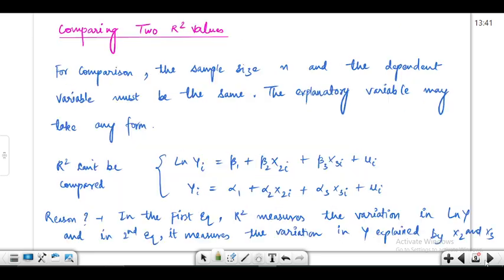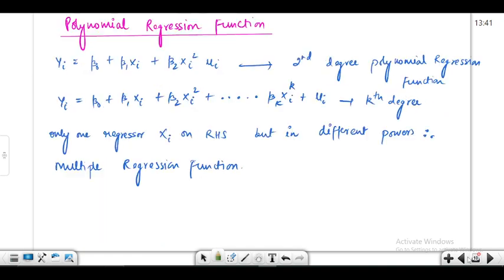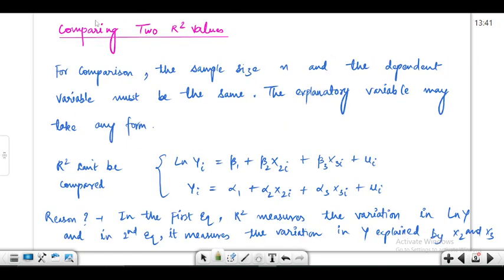So this was all for the video, and so let's also talk about this. Now we have learned about adjusted R square, which is given by R bar square, and we also have the idea about R square.